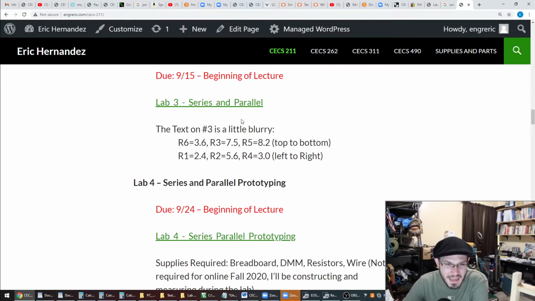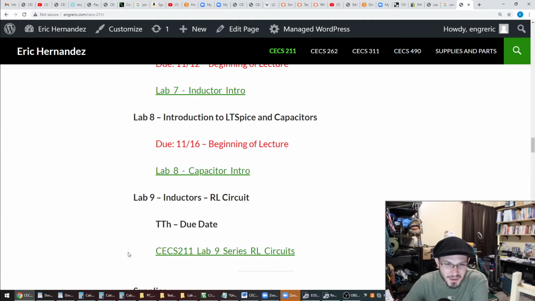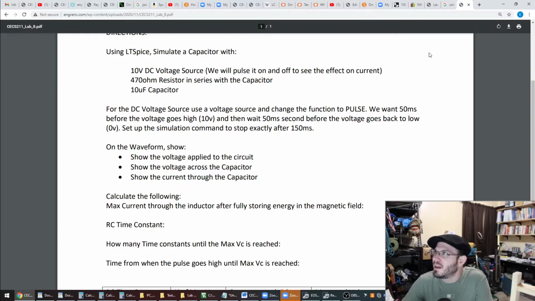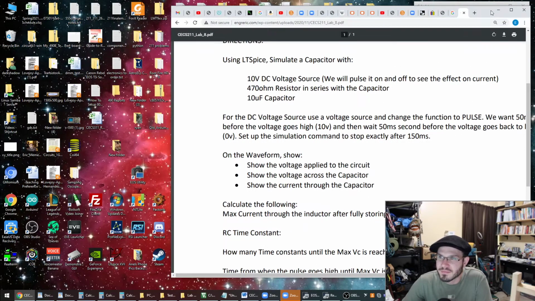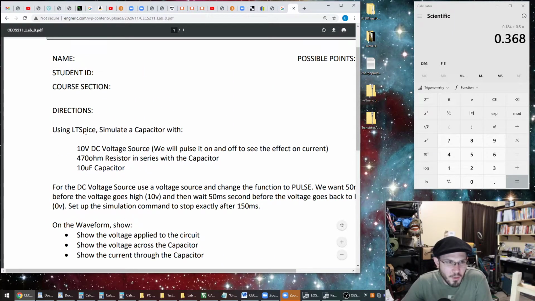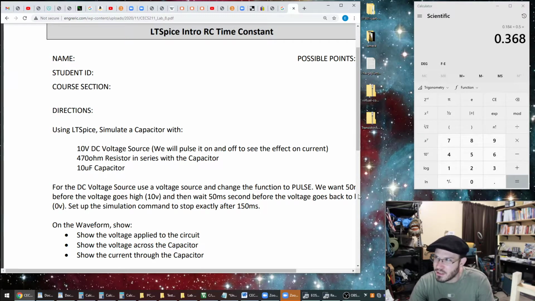Okay, on the 211 page, let's go down to the capacitor intro. I'm just going to click on that and open it. All right, let me open up my page. Let's start with LTSpice. We're going to simulate a capacitor circuit, namely the only capacitor circuit we've looked at, which is an RC circuit: a resistor in series with a capacitor. We're going to use a 10-volt DC source.